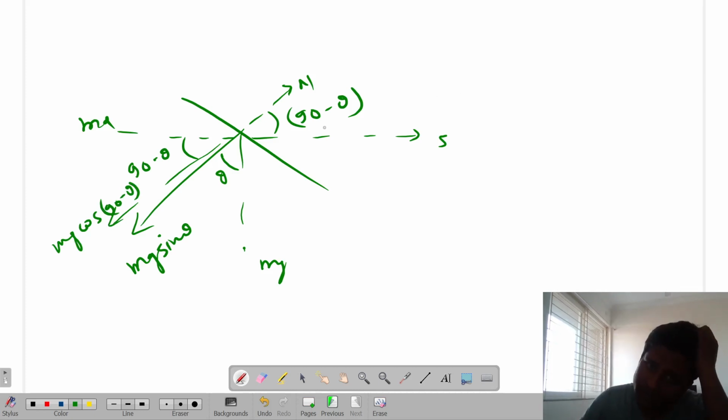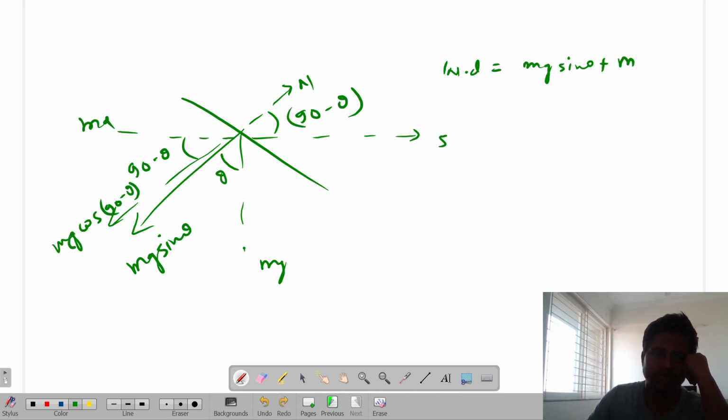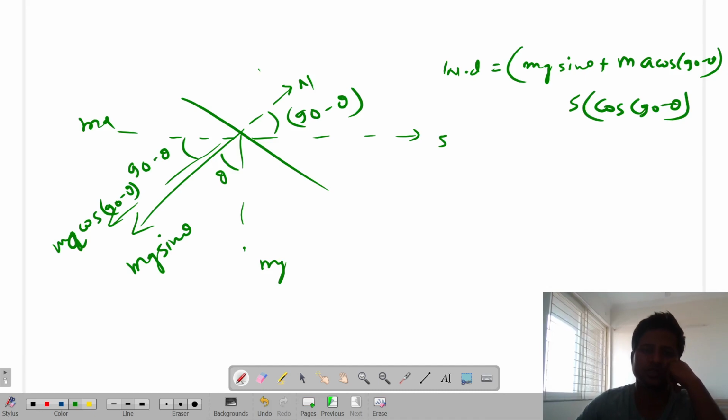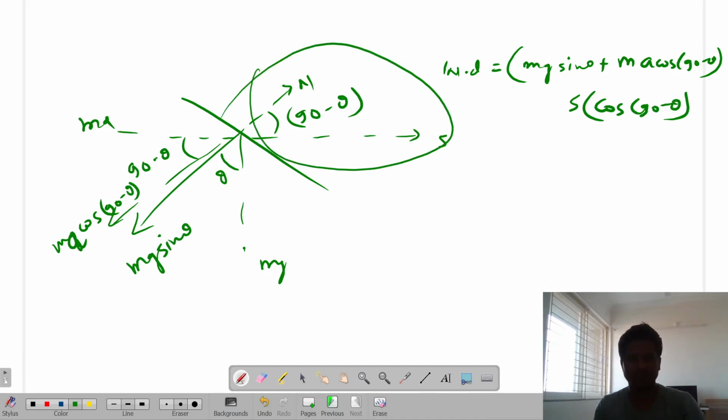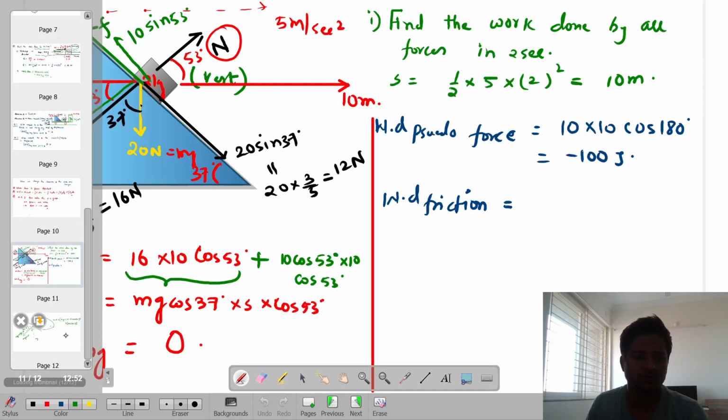So the equation becomes work done is equal to: there are two forces in the same direction. The value of normal is mg sin theta plus ma, into cos 90 minus theta, into the displacement s, into once again cos 90 minus theta, because the normal is making 90 minus theta with the displacement this time. Is that clear? Understood now? Are you able to get me? Is that clear or not?